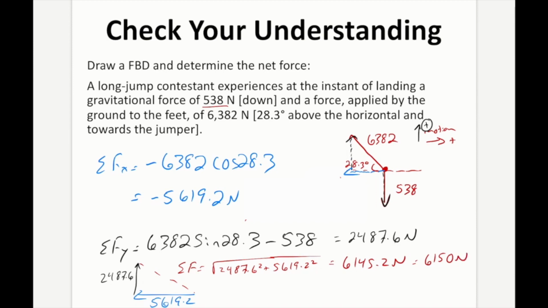We need an angle. Our theta right here is going to equal tan minus 1, opposite, which is 2,487.6 divided by 5,619.2. That equals 23.9 degrees. So our final answer becomes 6,150 newtons. I'm going to call it 23.9 degrees. We're going to use the same as we said right here. So we're going to say above the horizontal towards the jumper.